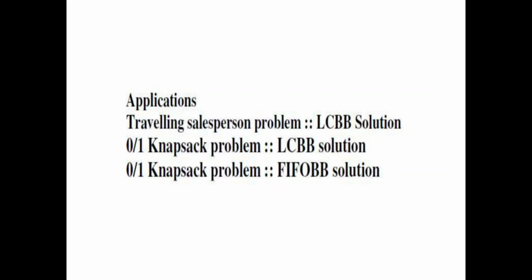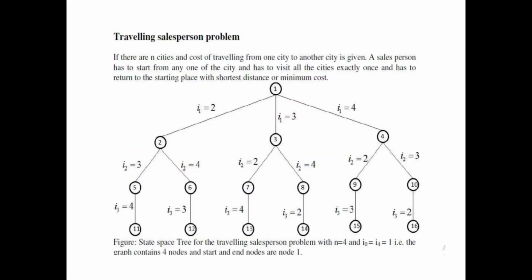The second one is the 0/1 knapsack problem, using least cost branch and bound and FIFO branch and bound. Least cost branch and bound means the problem is solved level by level, from left to right. FIFO branch and bound means the problem is solved level by level, from top to bottom, that is the 0/1 knapsack problem using FIFO branch and bound.